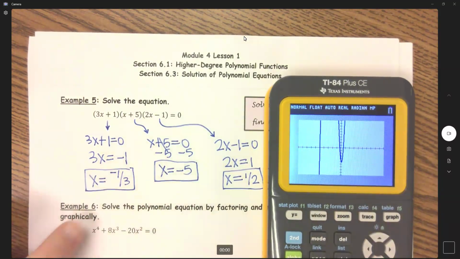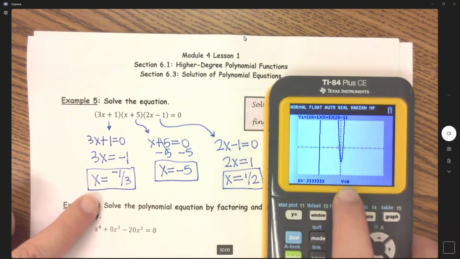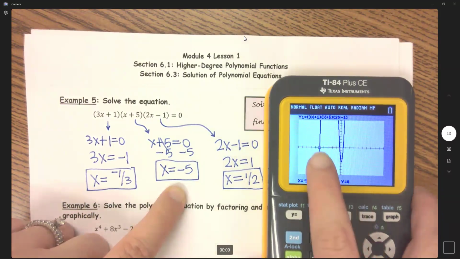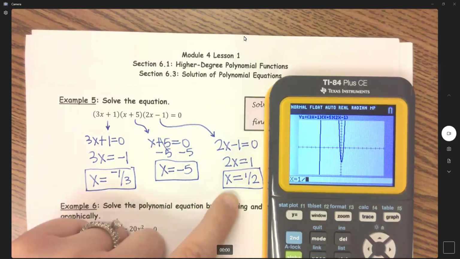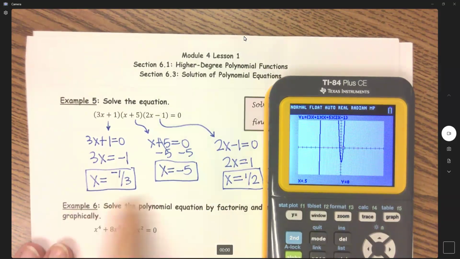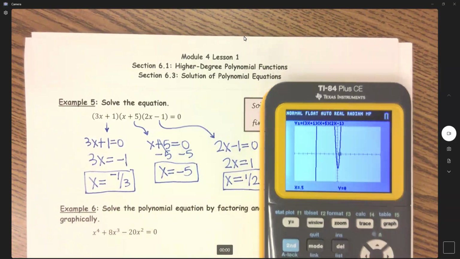Now, if I want to check these, I'm going to hit trace and then -1 divided by 3, enter, and I can verify that that is a 0 because y equals 0. Then if I want to check -5, y equals 0, so yes. And 1 divided by 2, we get y is 0. There it is there. So all you really need to do when this is in factor form, solve for your x's. You can put it in your graph and you can solve it.